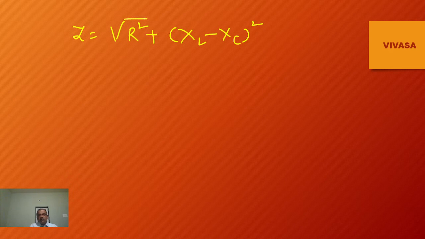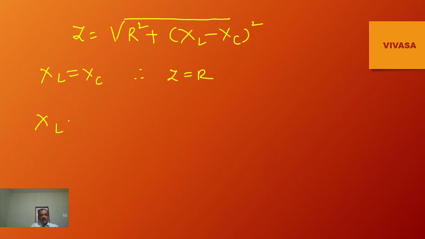For example, our question was the impedance Z is equal to square root of R square plus (XL minus XC) whole square. Suppose XL is equal to XC, then all this becomes 0, therefore Z becomes equal to R. That means the LCR circuit is said to be a pure resistive circuit. This is one thing.